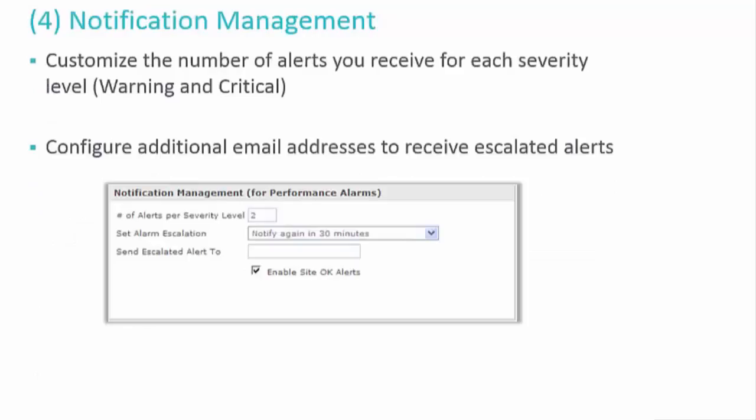Step 4 is to the right of those boxes. You're going to have notification management. This is important because it determines how many messages are sent from Keynote. The first field, number of alerts per severity level, that's usually set to 2.